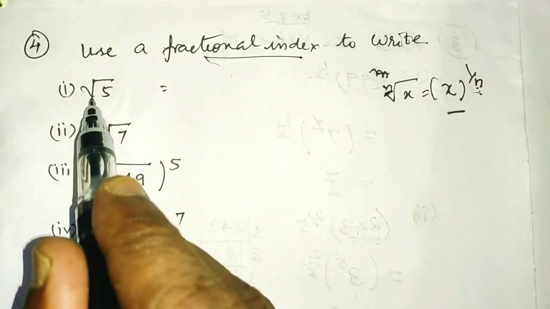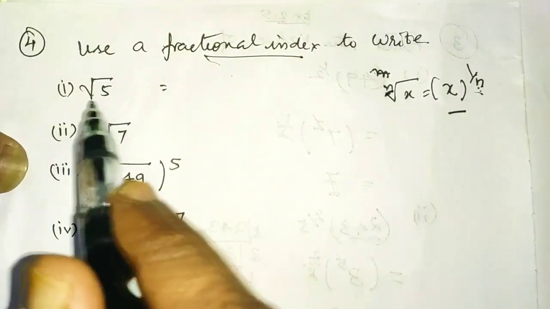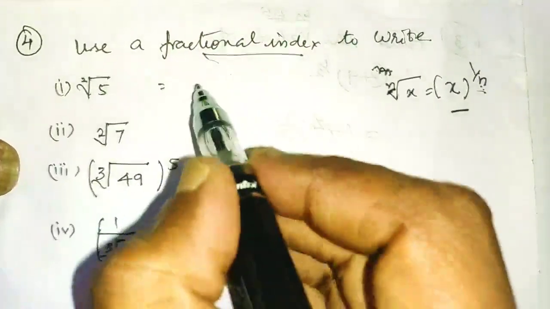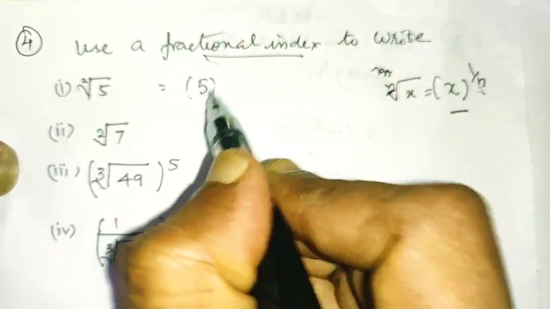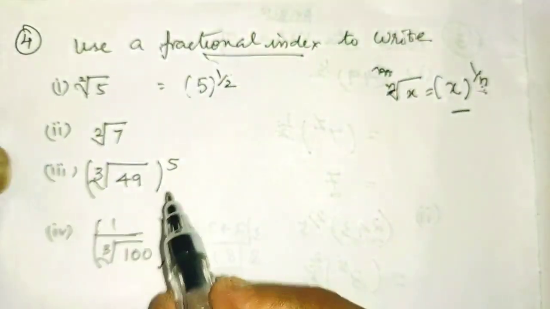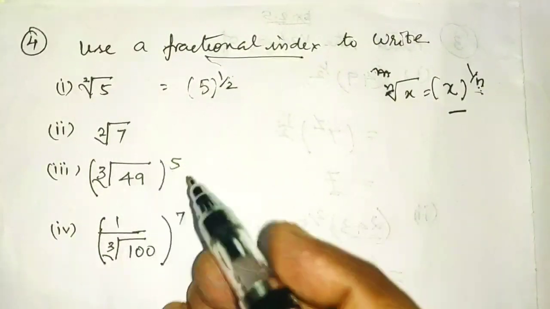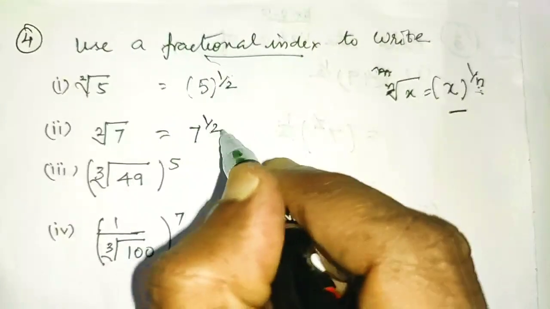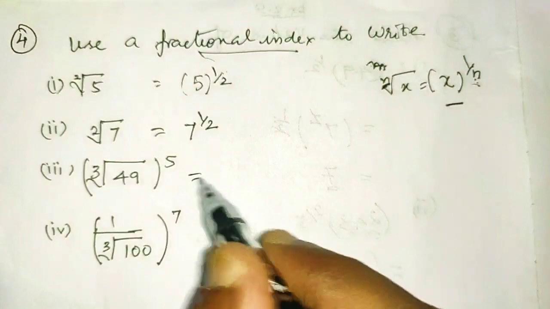Like that, the square root of 5. Here the index is 2, it should be understood. So you can write this 5 as whole power 1 by 2. So this is the fractional index of square root of 5. Like that, the square root of 7 also can be written as 7 power 1 by 2.